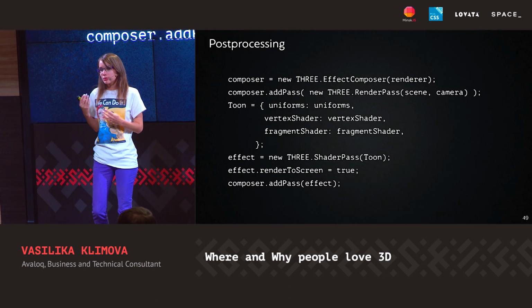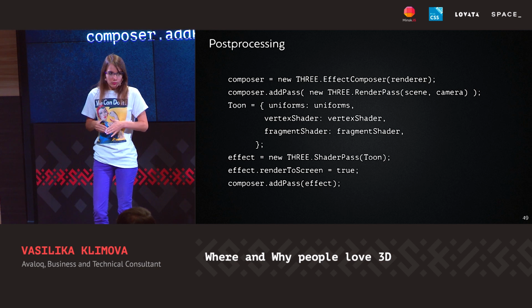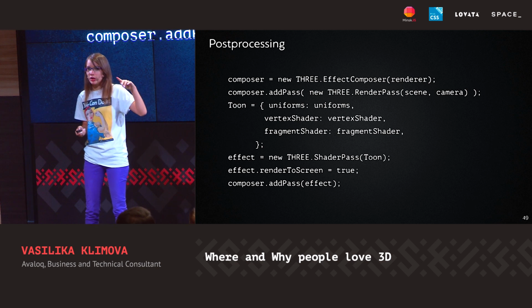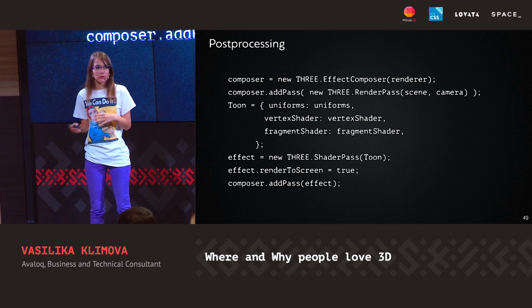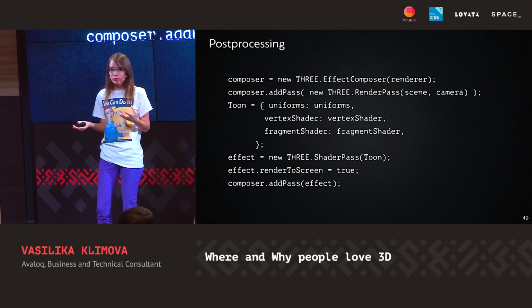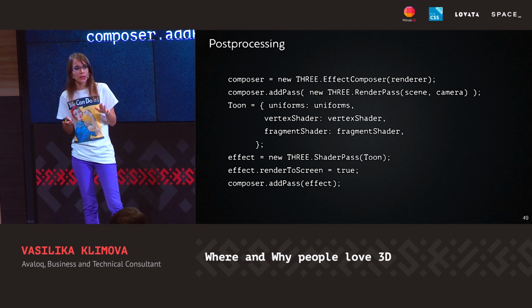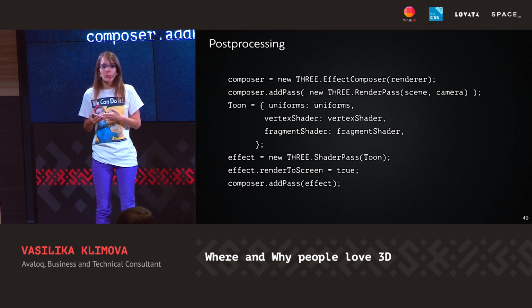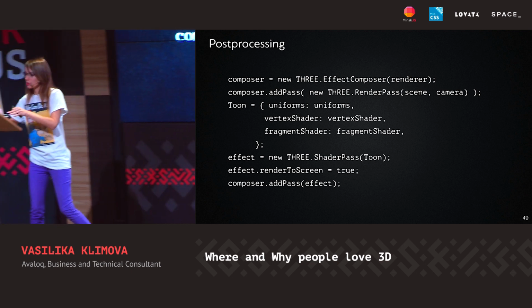Effect composer is also just an object out of the box from this library. The idea, as you see, is that we send our renderer, which draws our scene, to the effect composer as a parameter. And then we add some effects to this composer, and for example, here we see a toon effect, it's like a cartoon, and we add some shaders to this composer object and draw it. Okay, I will show it, it's better.